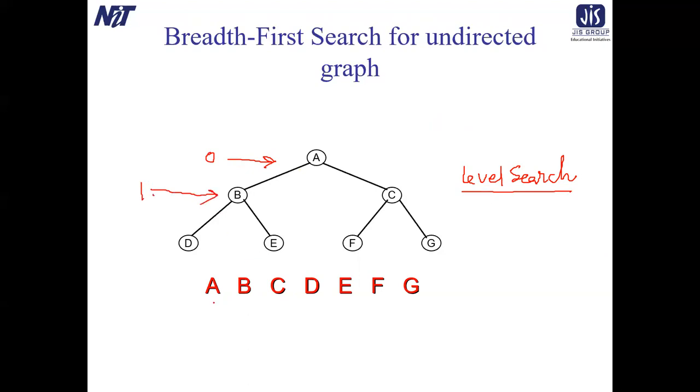First we visit A, that is level 0. Then B and C are in level 1; we have to complete it first. Then in level 2, we visit all the vertices of level 2, that is D, E, F, G. In this way, breadth first search is also called level search.